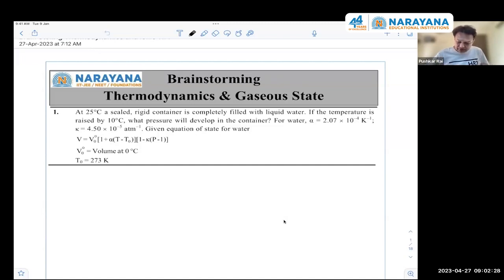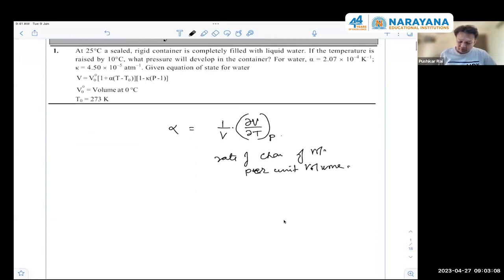You know what this alpha is? Alpha you already know, some way or other. Alpha is equal to 1 upon V, del V by del T at constant P. Coefficient of cubical expansion. You read it in physics. The only thing is in chemistry, that means rate of change of volume with temperature at constant pressure divided by volume. Can you say that this is rate of change of volume per unit volume? That is alpha for your help.